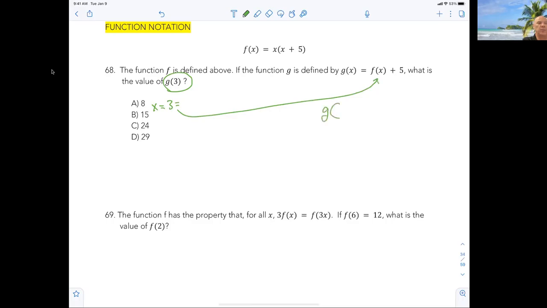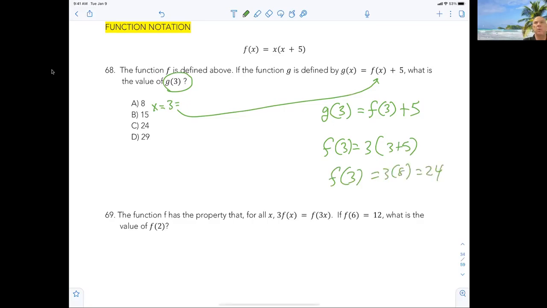So here we go. G of 3 equals F of 3 plus 5. That's annoying because now I have to find F of 3. F of 3 is equal to 3 times 3 plus 5. F of 3 equals 3 times 8 equals 24.